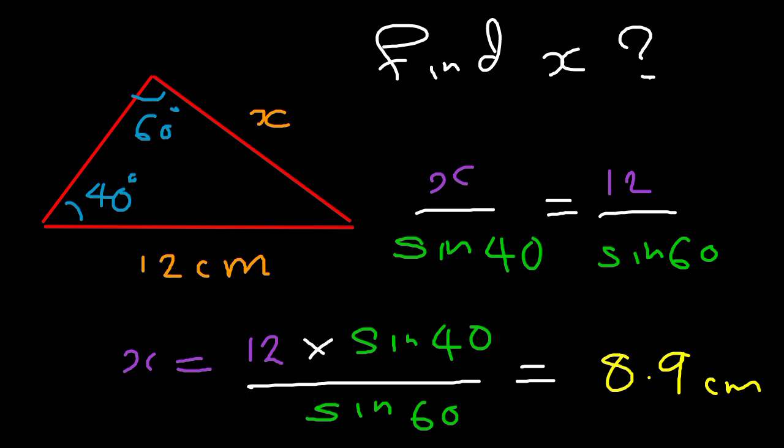The division by sine 40 becomes a multiple on the other side, so x equals 12 into sine 40 divided by sine 60, and the answer is 8.9.